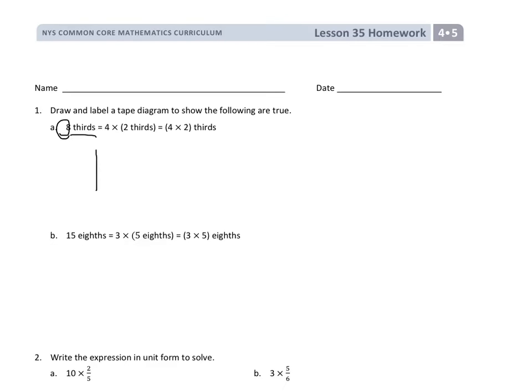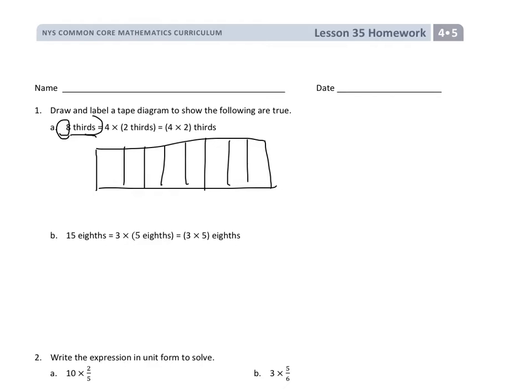So for this one, I want to draw 8 thirds. So I would draw a tape diagram and draw 8. And then this tells me what to put in there. Thirds, the unit that I'm going to place in there is 1/3. So students should be able to, from the first part, indicate how many parts of the tape diagram and then indicate what unit should go in each.